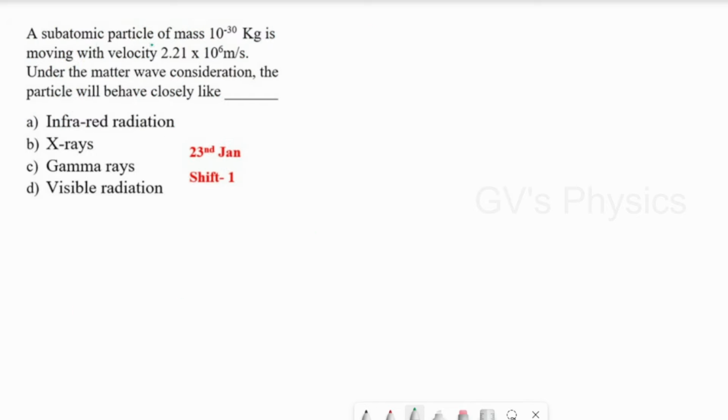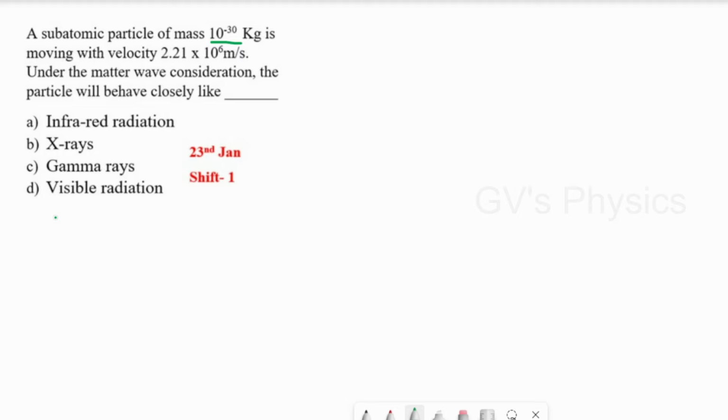Next one, a subatomic particle of mass 10 power minus 30 kg is moving with a velocity 2.21 into 10 power 6 meter per second. Under the matter wave consideration, the particle will behave closely like which type of EM radiation. To handle this question, first we have to find the wavelength. Only then can we find its respective radiation.